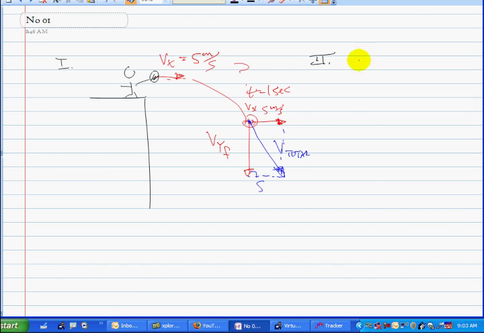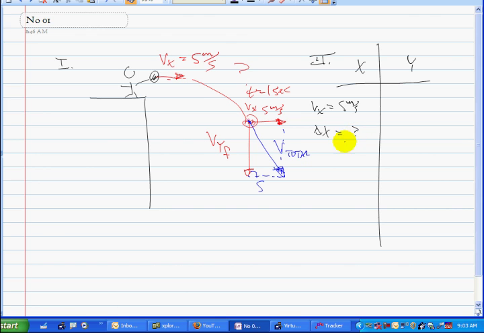Step 2 is to list all your info. What's the secret? Break it into how many columns? Into 2 columns. Okay? We know velocity x is 5 meters per second. We don't know delta x, but we don't really need to find it. We know time is 1 second. Vertically, how many knowns and unknowns are there? There are 5, right? We got VI, VF, A, delta y, and time.